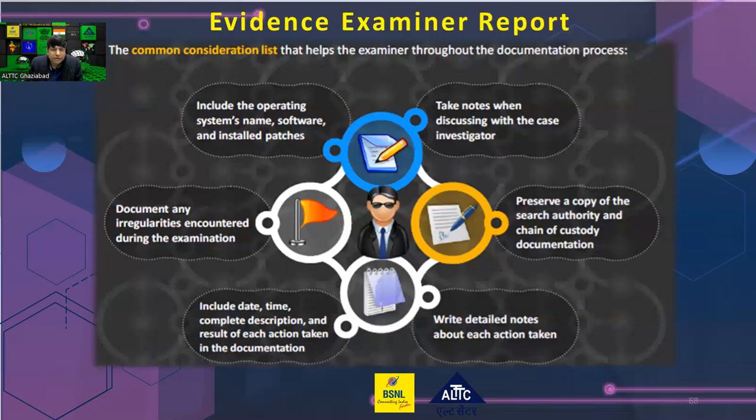The common considerations list that helps the examiner throughout the documentation process includes the operating system's name, software, and installed patches, and taking notes when discussing with the case investigator. Document any irregularity encountered during the examination. Preserve a copy of the search authority and chain of custody documentation. Include date, time, complete description, and result of each action taken in the documentation. Write detailed notes about the actions.